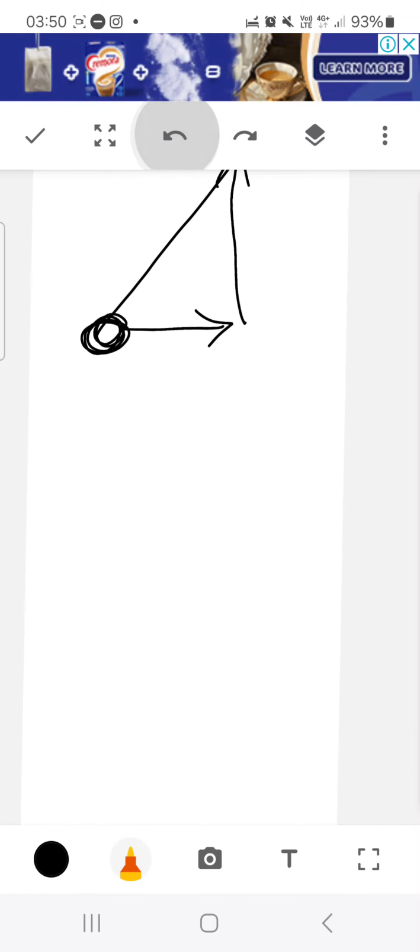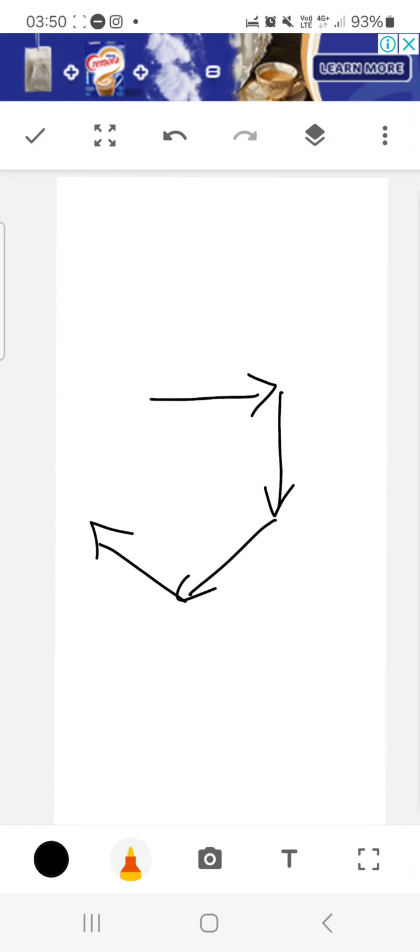Even if we have 3 vectors or 4 vectors, I could add 1, 2, 3, 4. My resultant would still just be from this to this, and you can see that I added all of them with their tails next to the arrowheads of the previous one. So it works out that way. Hopefully this helps.